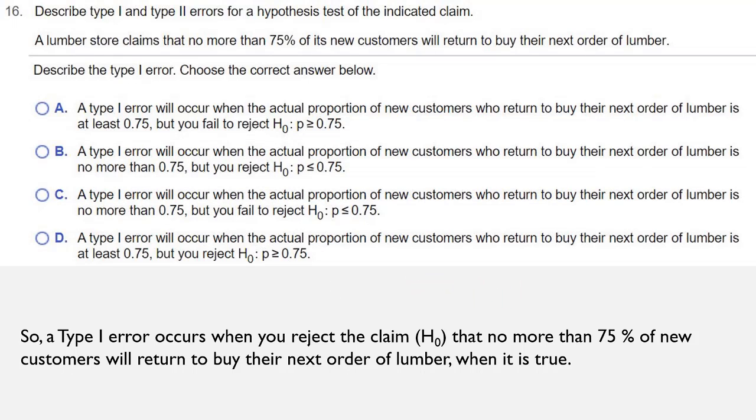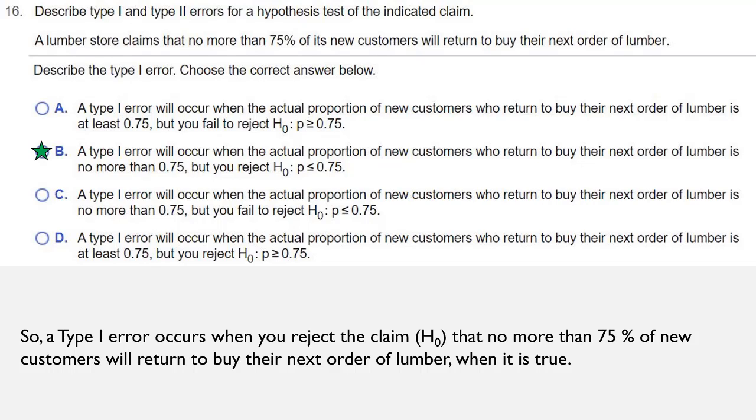So how does that look here? Well, that's going to be choice B. A type 1 error will occur when the actual proportion of new customers who return to buy their next order is no more than 0.75, but we've rejected the H0. So that's the type 1 error.